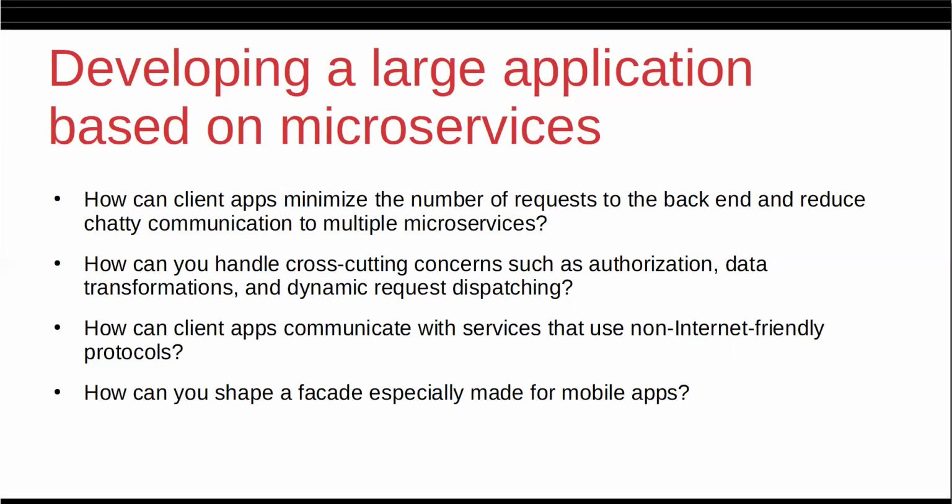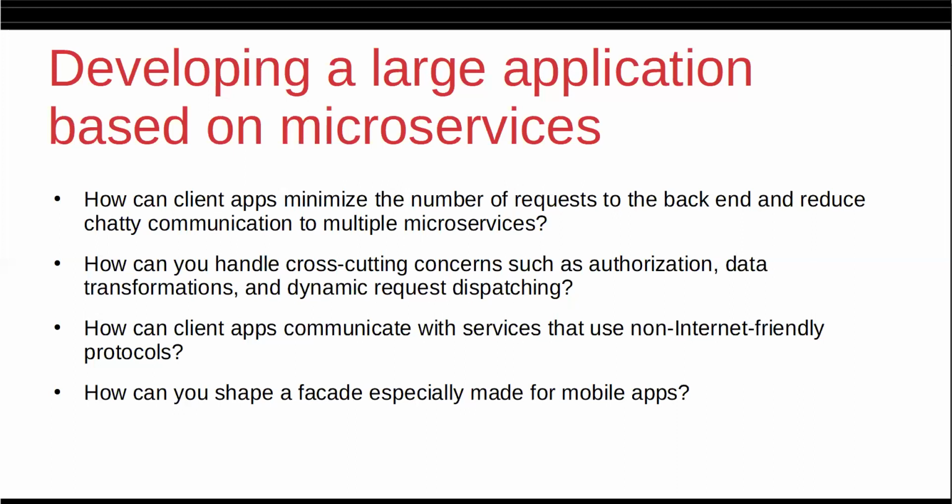How can you shape a facade especially made for mobile apps? The API of multiple microservices might not be well designed for the needs of different client applications. For instance, the needs of a mobile app might be different than the needs of a web app. For mobile apps, you might need to optimize even further so that data responses can be more efficient.